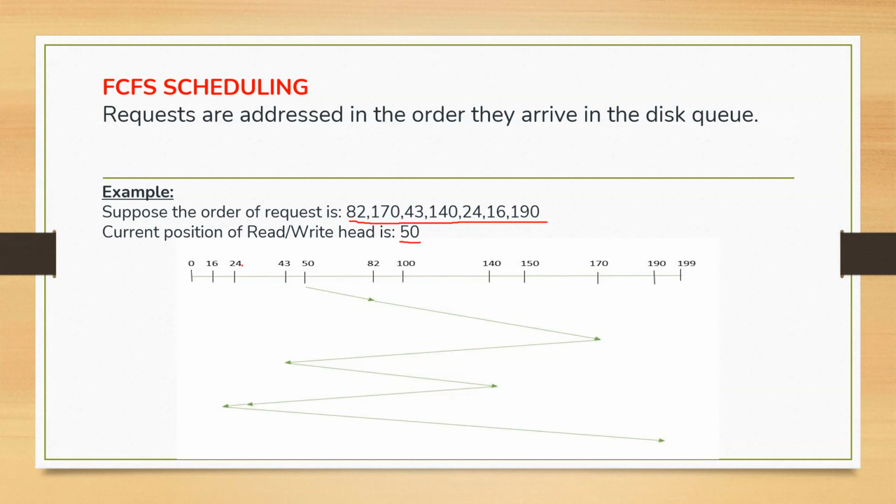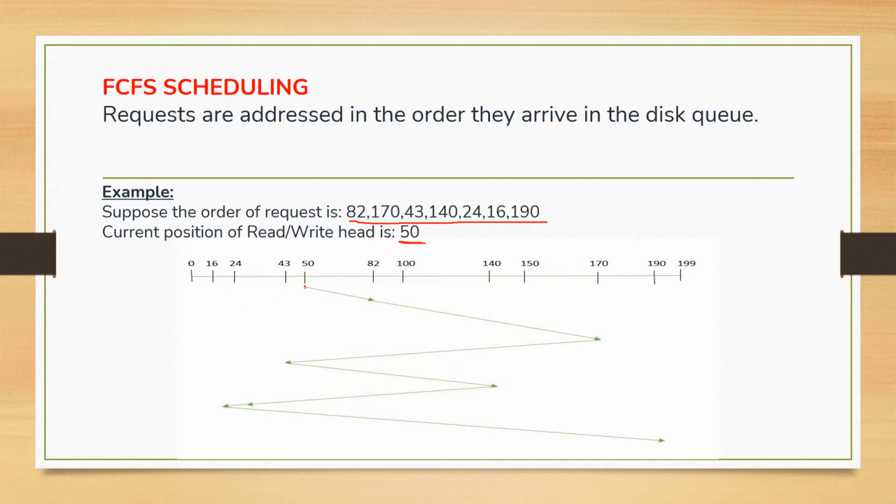So now how does FCFS scheduling work? If you look at the diagram given below, all these numbers are nothing but cylinder numbers. These have been marked on a scale from 0 to 199, assuming that there is a total of 200 cylinders in the disk, numbered from 0 to 199. Now, the given data says the current position of the read-write head is at 50.